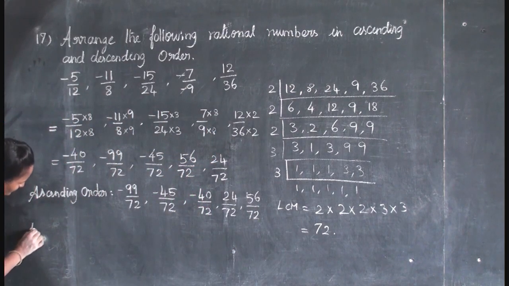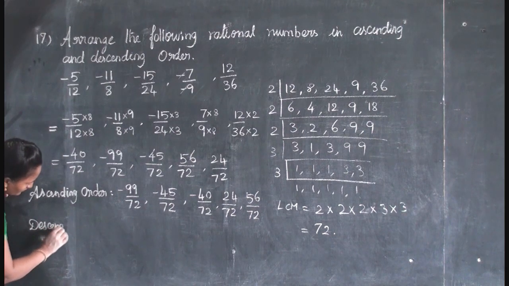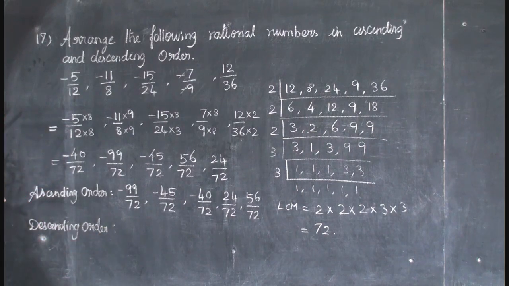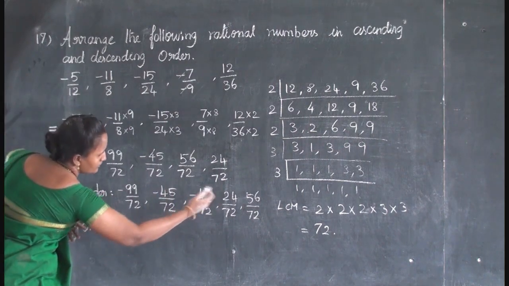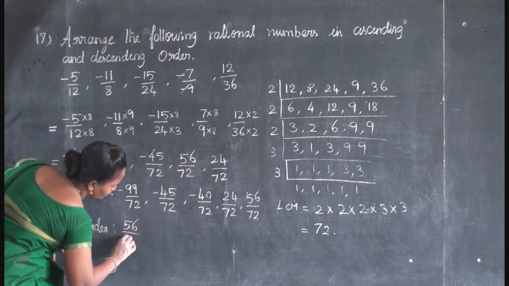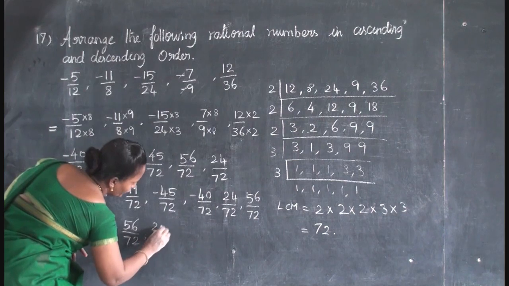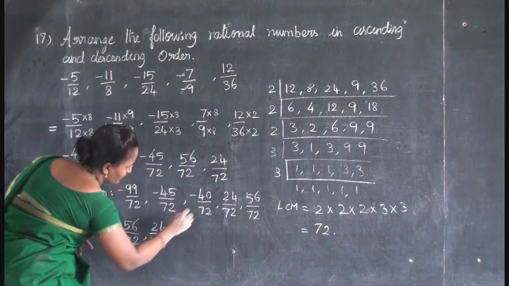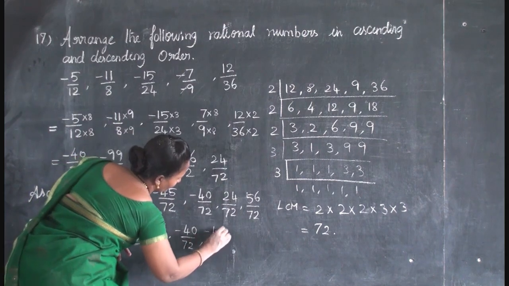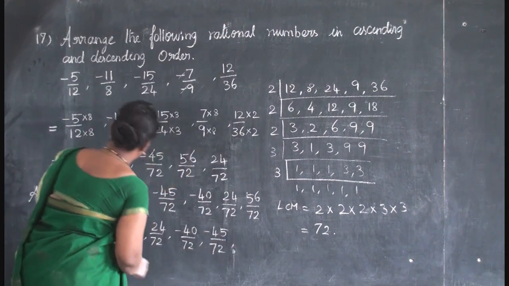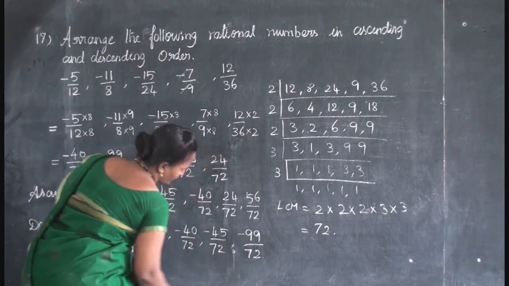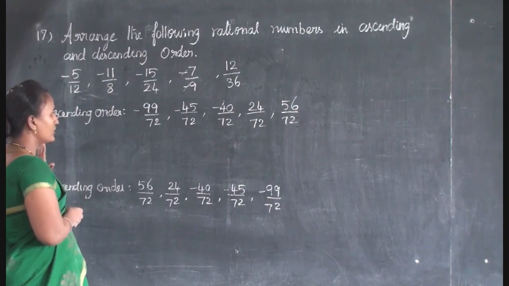Now in descending order, the reverse process, that is big to small. That is 56 by 72 is the biggest one, and then 24 by 72, and then minus 40 by 72, and then minus 45 by 72, and then the last one minus 99 by 72. We found ascending and descending order.